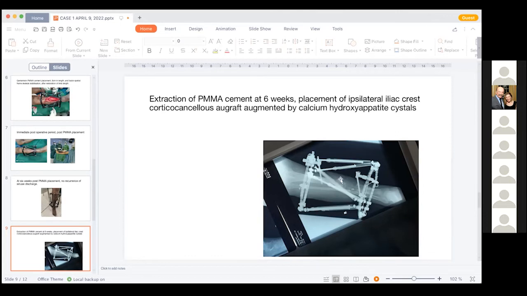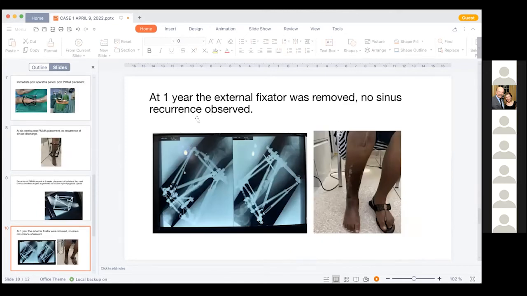Our external fixator was stable. One year on, the external fixator was removed. We had not seen any recurrence of sinuses. As you can see, the skin had recovered pretty well. The external fixator was in situ, well fixed.